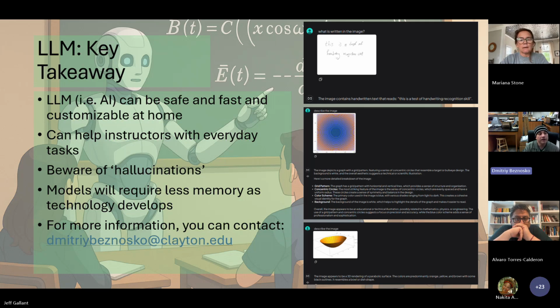You have to be aware of the model hallucinations. The smaller the model, the more it tends to hallucinate. So if you would trust Copilot on the web, double check what was done on your computer. As time continues, we need less memory. Technology develops, gets more reliable. Hopefully, we'll be able to use it more and more.